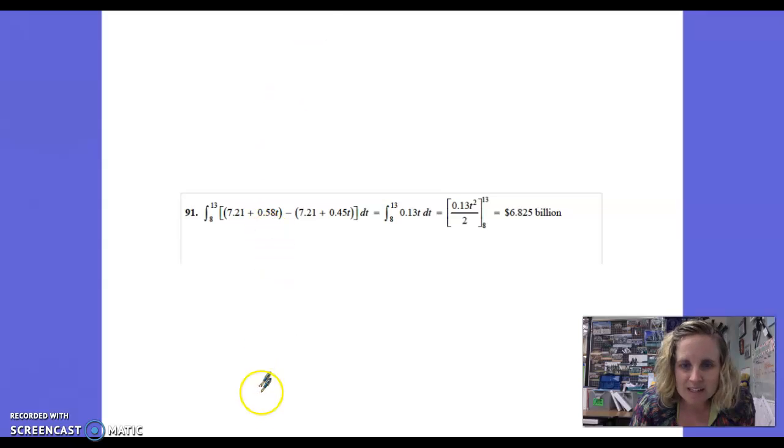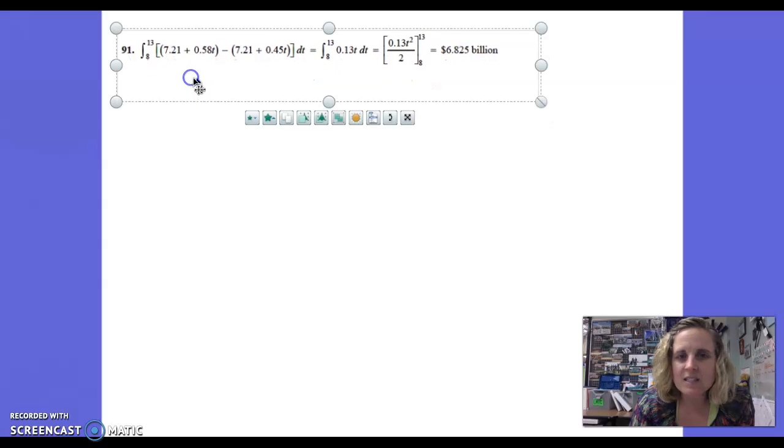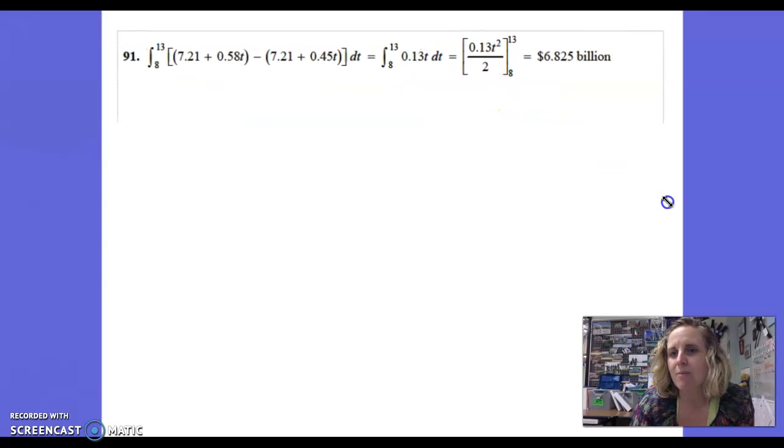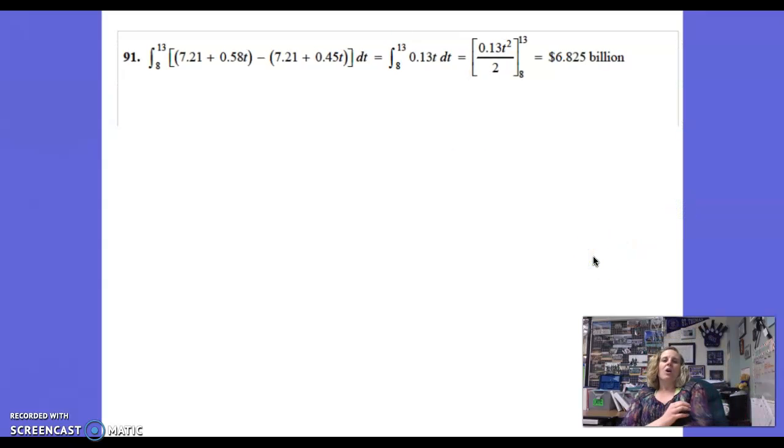The last one is number 91, and this was kind of just a math modeling problem, a real life problem that the setup was pretty easy. We have our top function, I think, of income minus our bottom function of expenditures. So when you combine like terms, your middle terms completely go away. We have 0.58 minus 0.45, which gives you just that. It's a super easy integral. We just need to take your 13 to 8, and then you have your value there. But I don't do a lot of word problems in the book, so I wanted to just go through that.